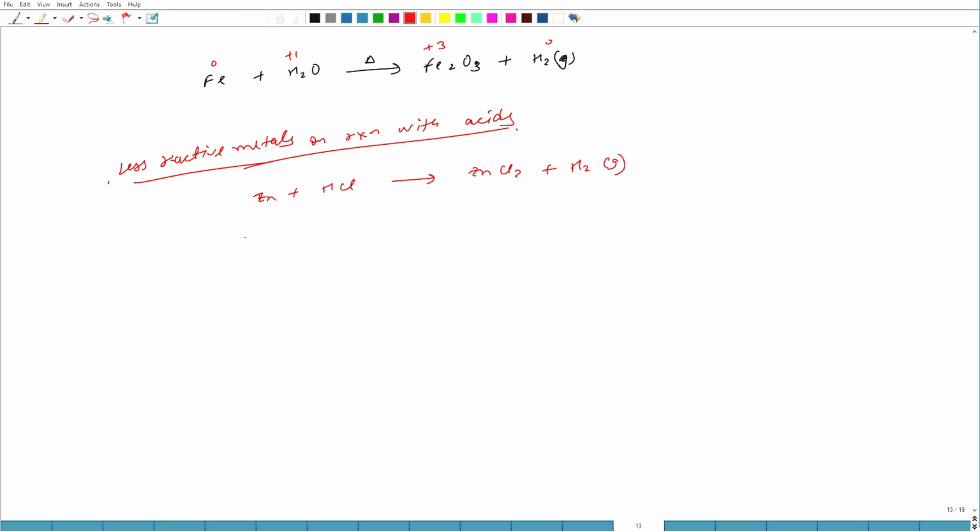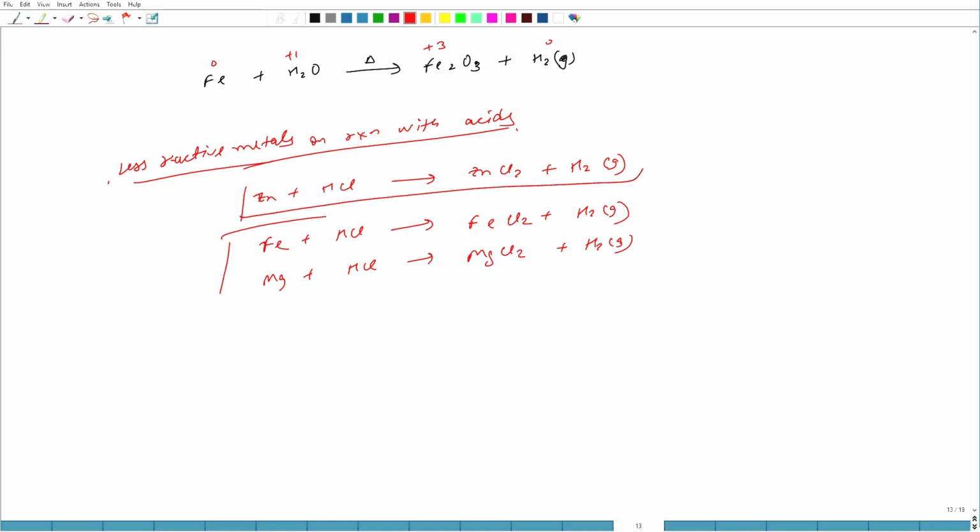The metals that can react with water and release hydrogen gas can also release hydrogen gas with acid. For example, Fe, iron, on reaction with hydrogen chloride gives this reaction. Similarly, magnesium. All these are redox reactions.